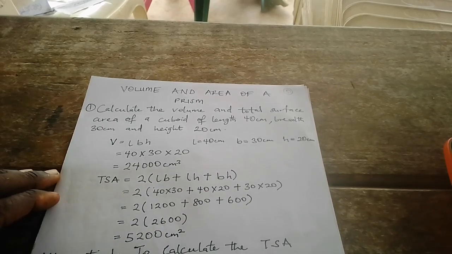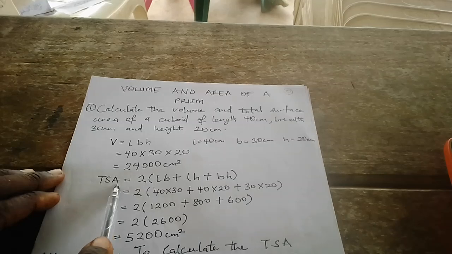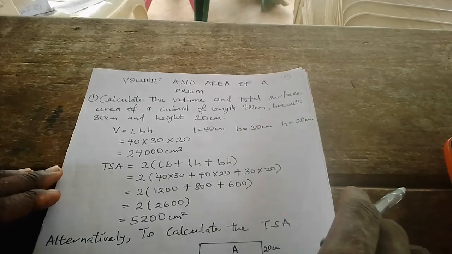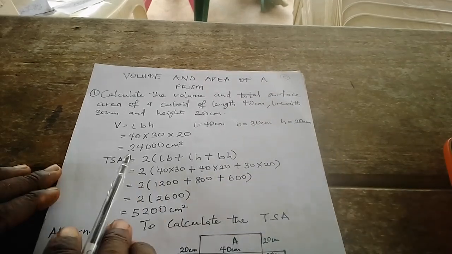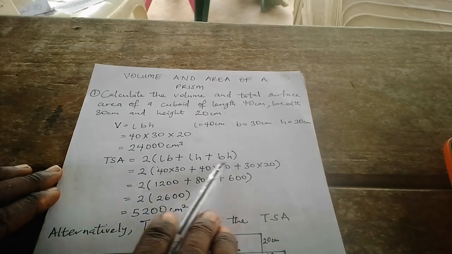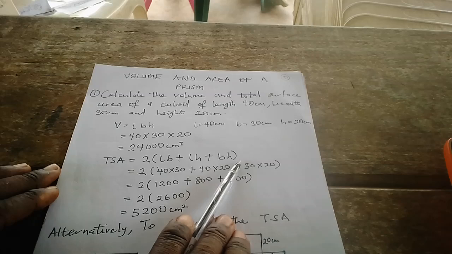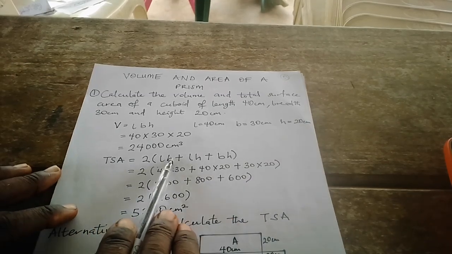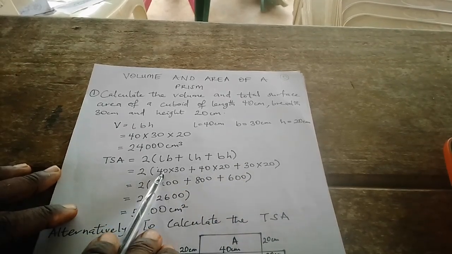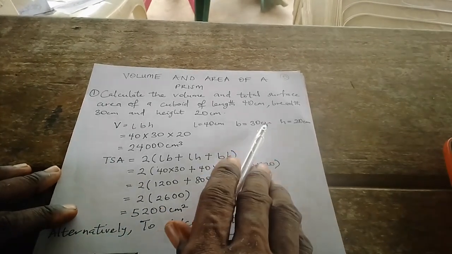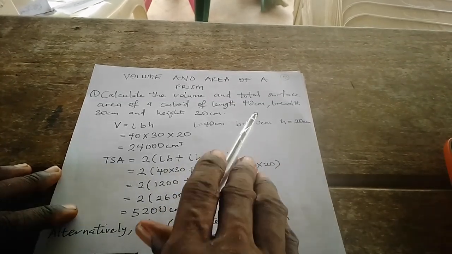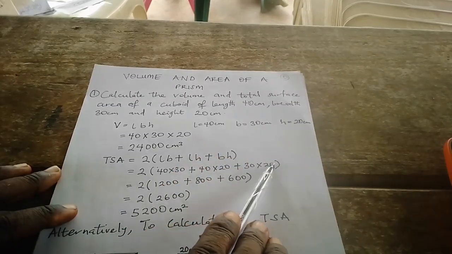Now, if we want to look for the total surface area of the cuboid, realize we can do it in two ways. You can use the formula. Since this is a regular prism and we have a formula for it, you can substitute into this formula, like in the table I gave you earlier. 2 into bracket length times breadth plus length times height plus breadth times height. So 2 into bracket, the length is 40 times the breadth is 30 plus 40 times the height, which is 20, plus breadth, that's 30 times the height, which is 20.